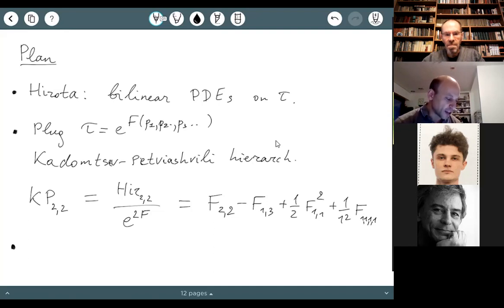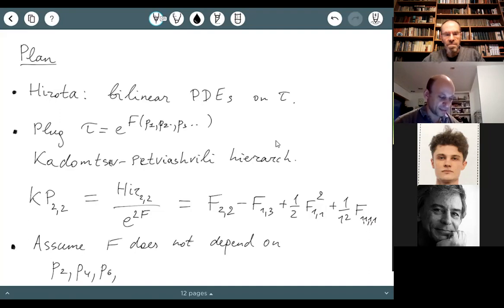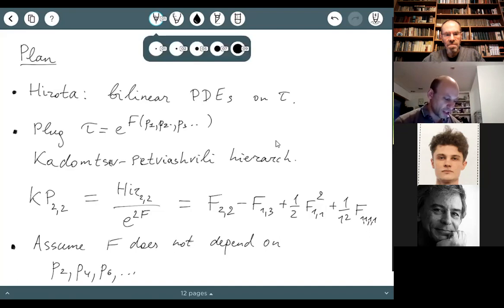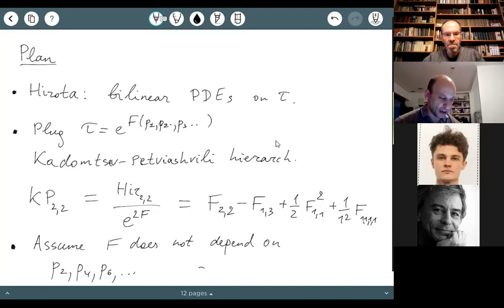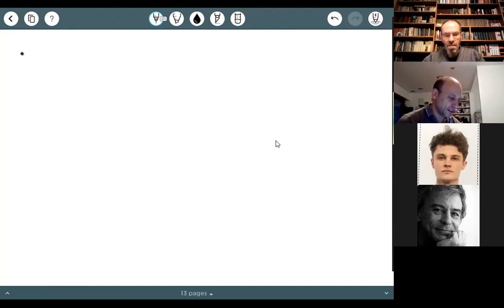And then you take a reduction of this hierarchy by assuming f does not depend on the even variables, on p2, p4, p6, and so on. If you assume that, the term F22 disappears, and you get F13 equals 1/2 F11 squared plus 1/12 F1111. This is already very close to the KdV equation. The last step is to take u equal F11.